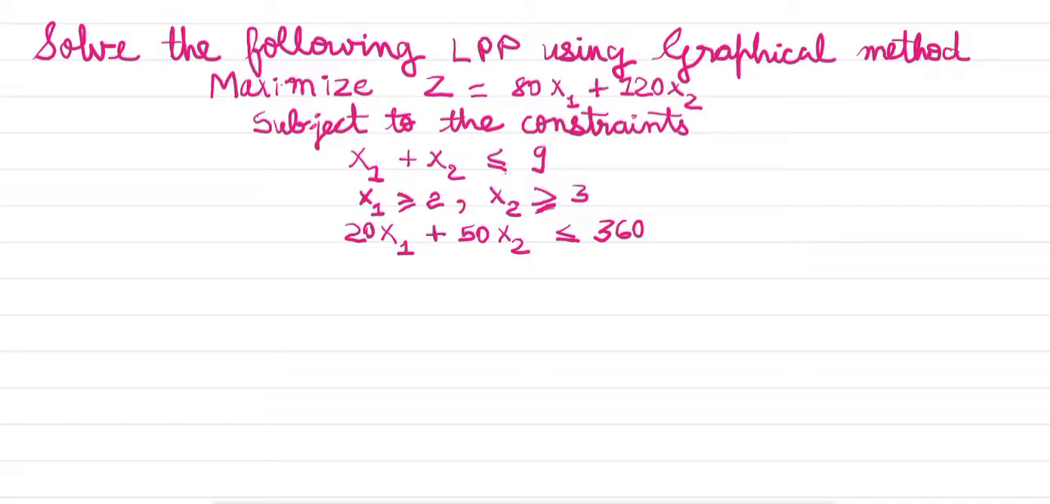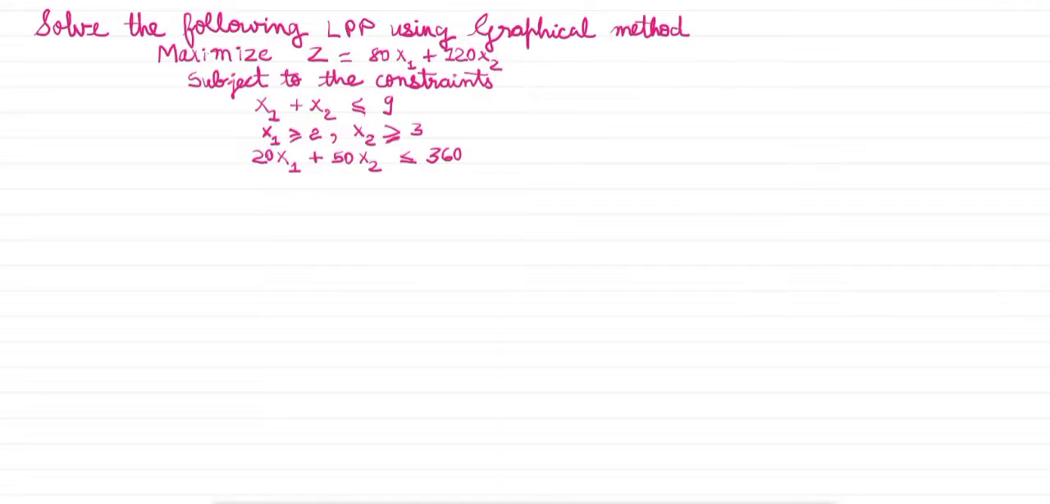So here the question is: maximize z is equal to 80x1 plus 120x2 subject to the constraints x1 plus x2 less than or equal to 9, x1 greater than or equal to 2, x2 greater than or equal to 3, and 20x1 plus 50x2 less than or equal to 360.